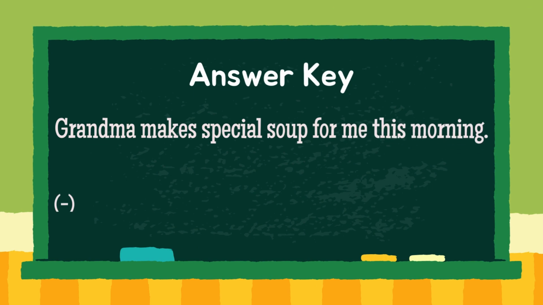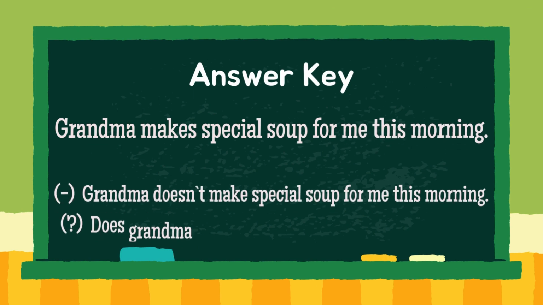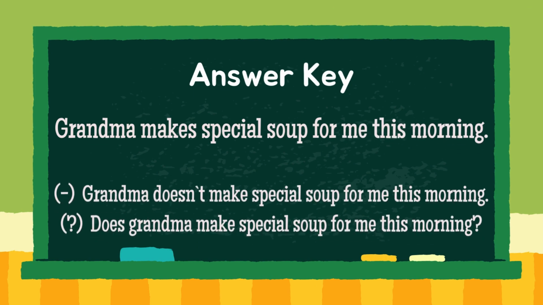Okay, student, let's discuss the answer together. Grandma makes special soup for me this morning. The negative sentence: Grandma does not or doesn't make special soup for me this morning. So in the interrogative sentence: does Grandma make special soup for me this morning?